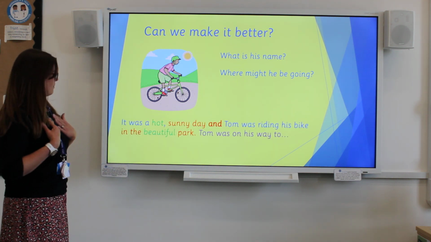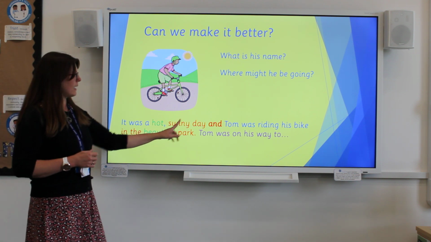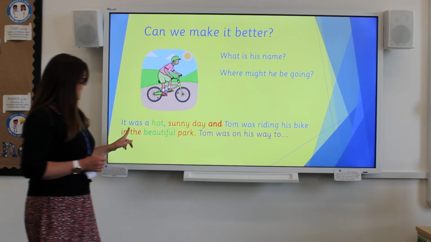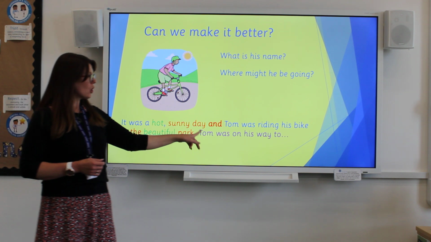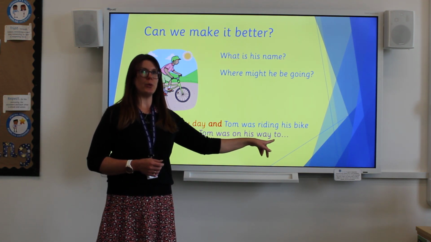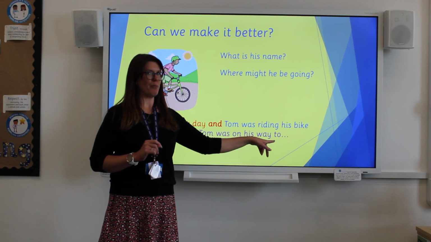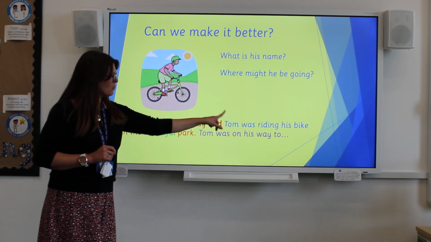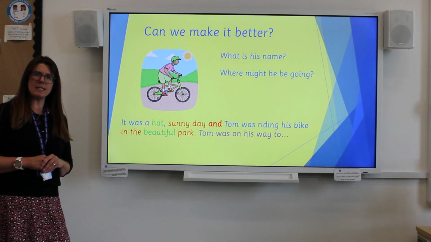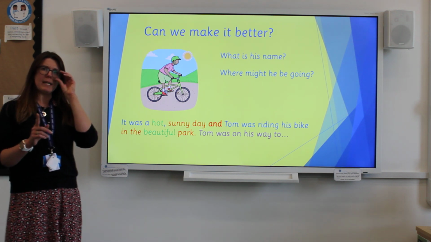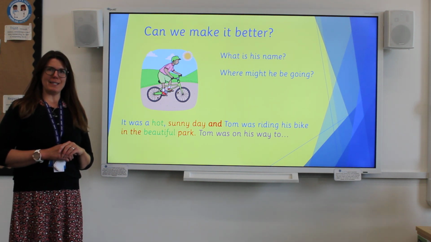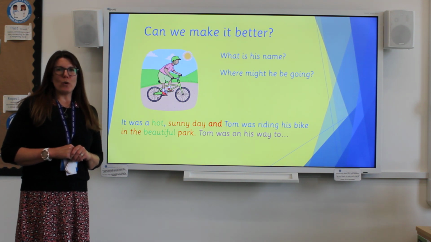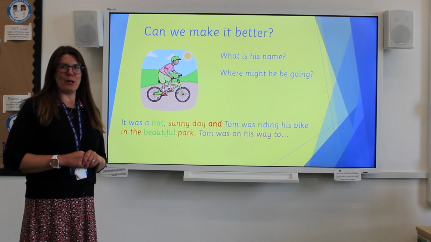This is my sentence. It was a hot, sunny day and Tom was riding his bike in the beautiful park. Tom was on his way to... I'm going to leave that up to you. Hang on. I've used a capital letter in the middle of our sentence. We said that capital letters were for the beginning of the sentence. I hope you're all shouting out at the screen. That's right. We also use capital letters for names. Well done.